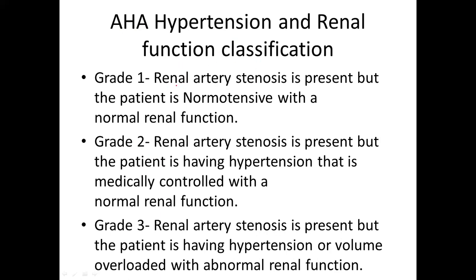So grade 1 is when renal artery stenosis is present, but the patient is normotensive with a normal renal function test. Everything is normal, but our Doppler evaluation suggests that there is renal artery stenosis. That is grade 1. Then grade 2, there is renal artery stenosis after our ultrasound evaluation, but the patient is also hypertensive with a normal renal function. That is grade 2. Then grade 3, there is renal artery stenosis, hypertension, as well as abnormal renal function.